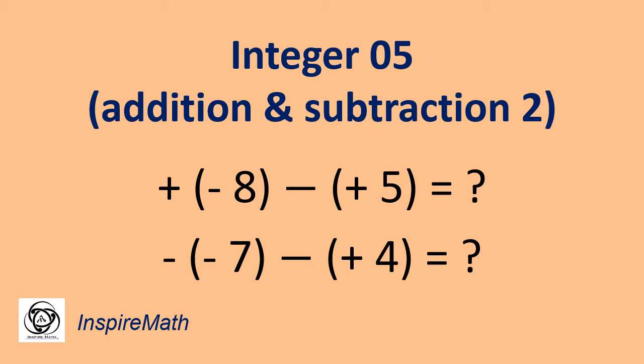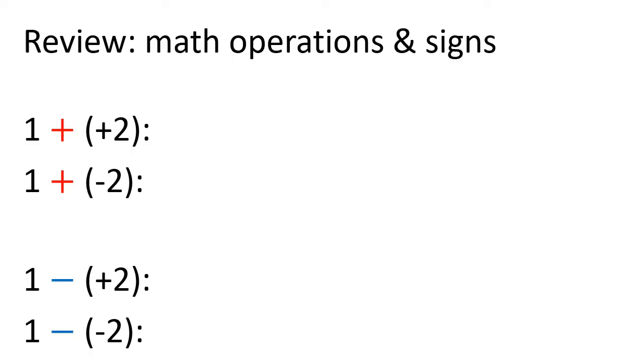Let's go over addition and subtraction by eliminating brackets again. This is the simplest method and very useful to calculate them. Let's review math operations and signs once again. These can be confusing because they look the same.